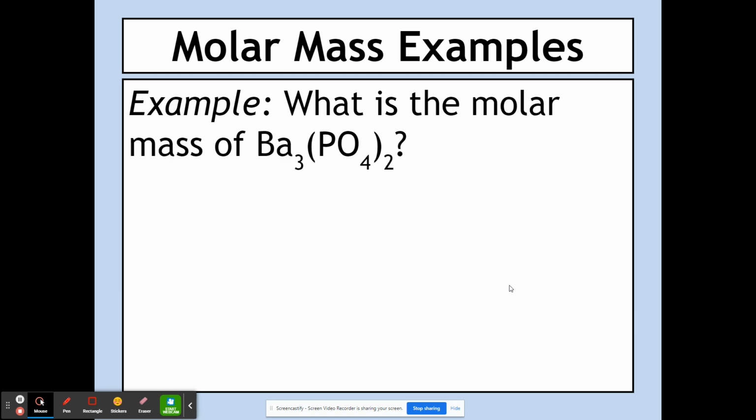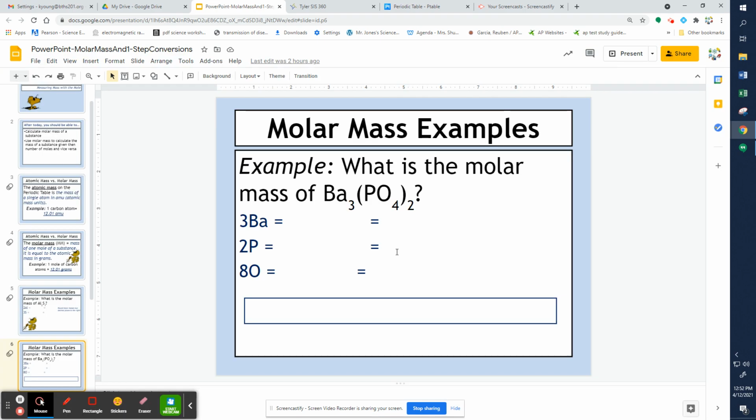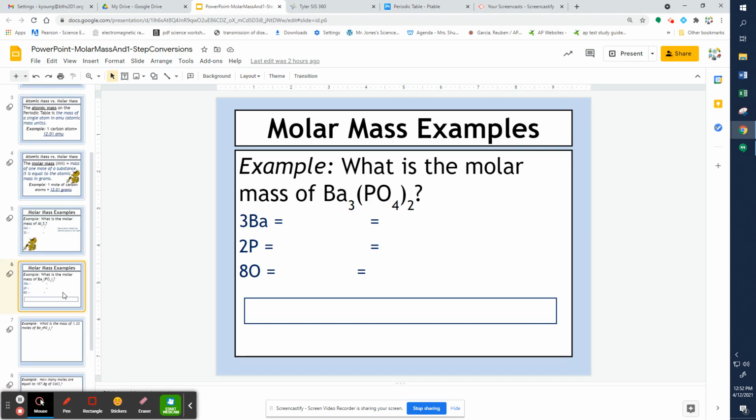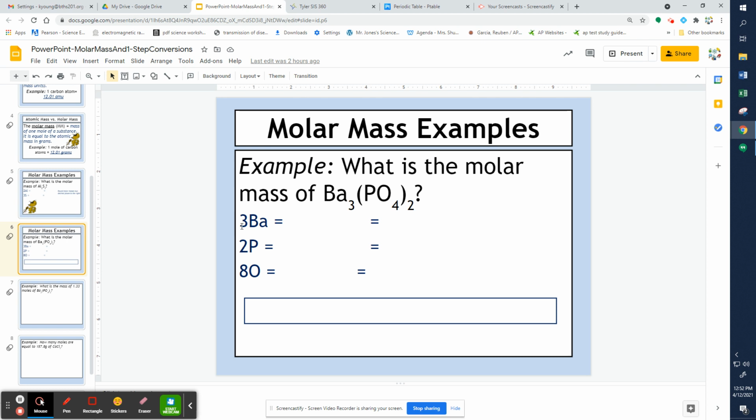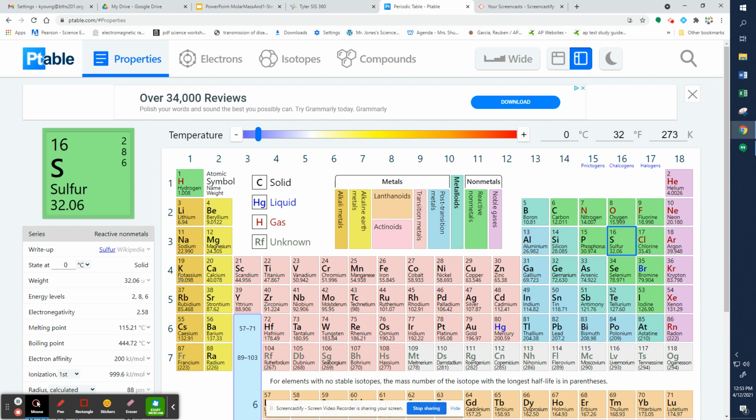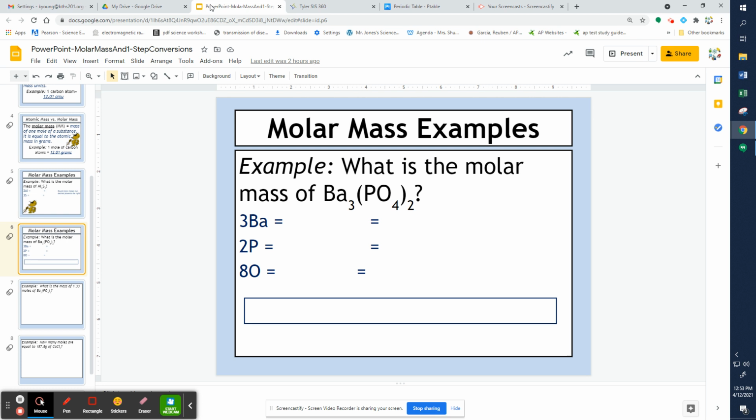Okay. Our next example is what is the molar mass of barium phosphate? So I have 3 bariums. And remember, if it's outside of the parentheses or inside the parentheses, this 2 goes to each one. So this is telling me I have 2 phosphorus and 8 oxygens. So that's how I got these numbers outside. Now I'm going to look at my periodic table for barium. Barium is over here. Its atomic mass is 137.33.